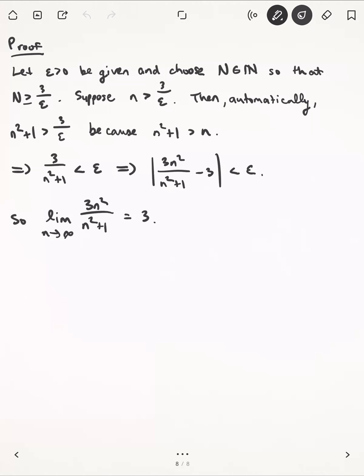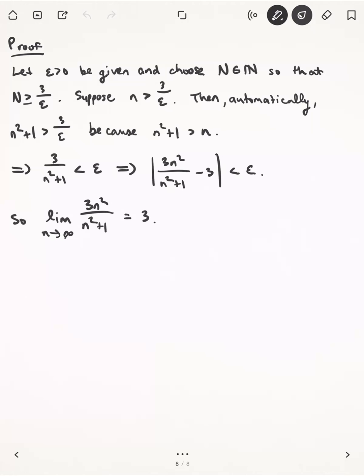So I have a sequence. Let me just take you through the steps again. I have a sequence and I claim that it converges to 3. And then you come to me and you're like, all right, tough guy, if the sequence converges to 3, find me terms of the sequence that are closer than 10 to the minus 99th away from 3.